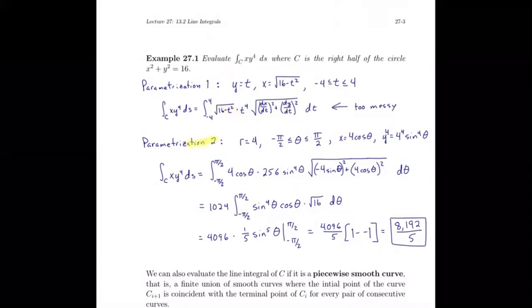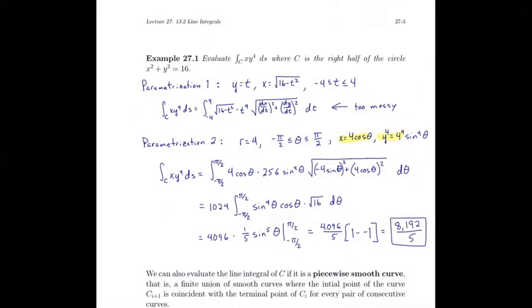so it's much better to use the second parameterization, which describes a circle with radius 4 and the right half of the plane with theta between -pi/2 to pi/2. So that's the right semicircle in the plane. Now x is 4 cosine theta, and y to the 4th is 4 to the 4th sine to the 4th theta.